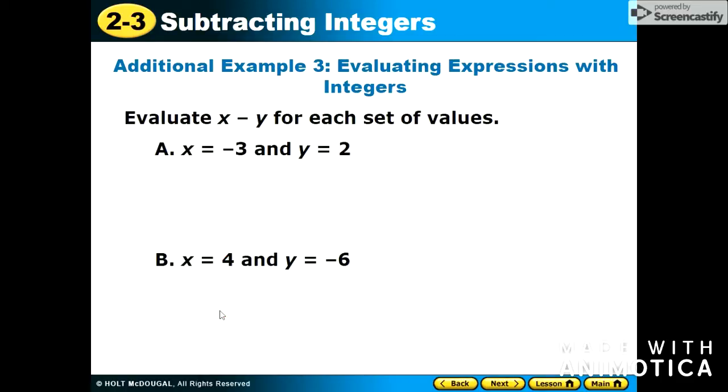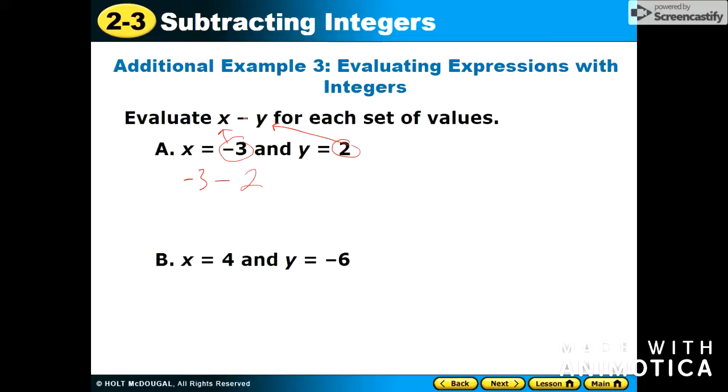So let's go on to example 3, which is on page 22, and it says, evaluate x minus y for each set of values. Okay, so if x is negative 3, so negative 3, minus y, which is 2. I just plugged in negative 3 for x and 2 for y.